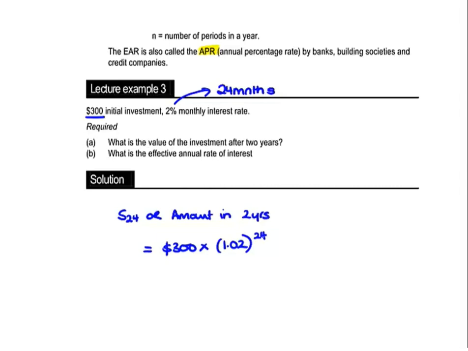When we start to get to things like to the power 24, you can see why using the shortcut formula is very, very useful.